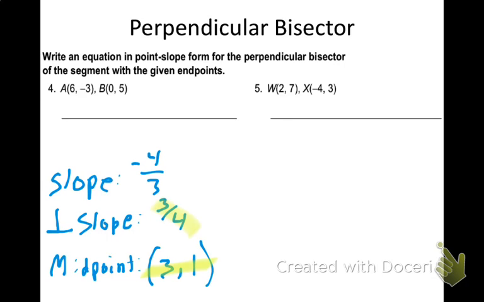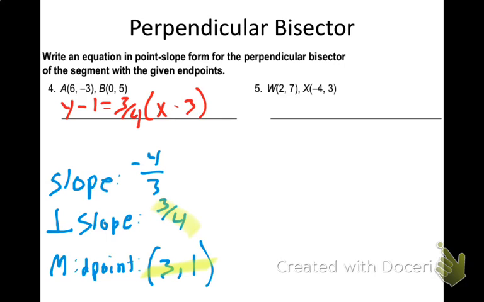How would that look in point slope form, Troy? Nope. I want to use my midpoint. I have to use the midpoint, Ryan. Y minus 1 equals 3/4 parentheses x minus 3. Nice job, sir. That is correct. Y minus 1 equals 3/4 parentheses x minus 3.